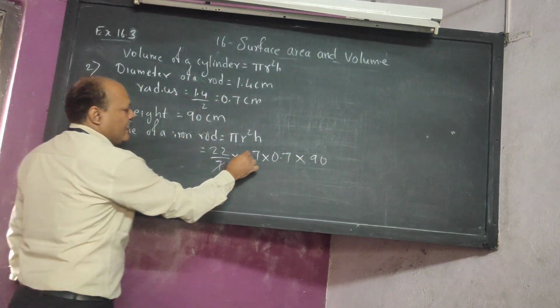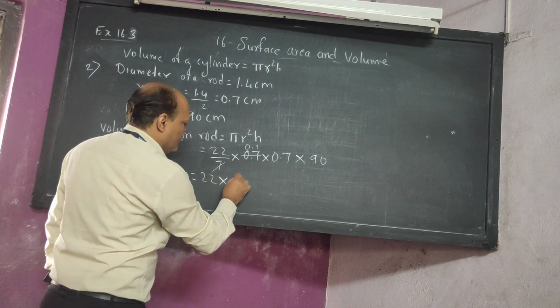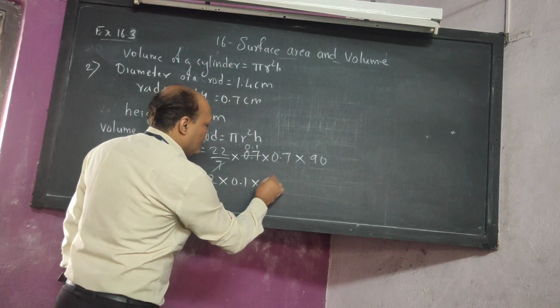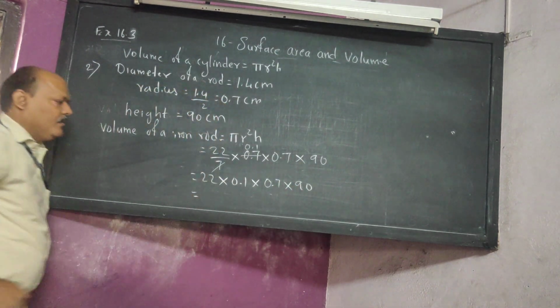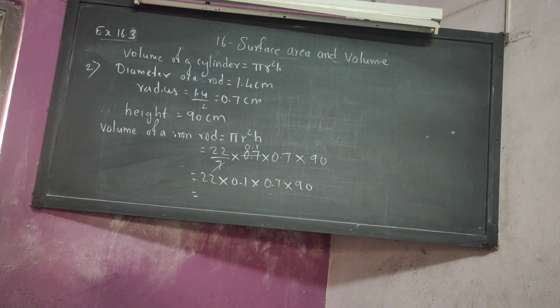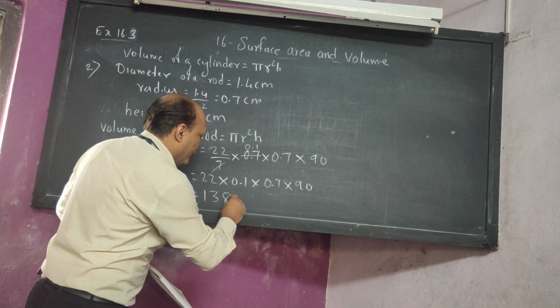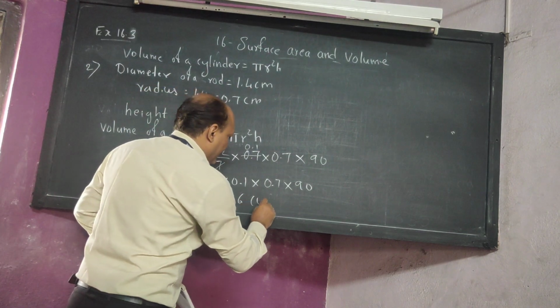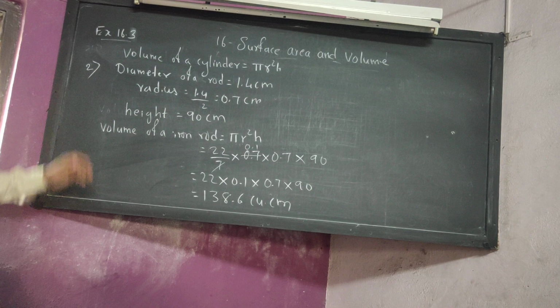This 7 and 7 get cancelled, you will get 0.1, that is 22 into 0.1 into 0.7 into 90. You will multiply all the terms. The answer you are going to get is 138.6 cubic centimeter. I hope all of you understood this is the second sum.